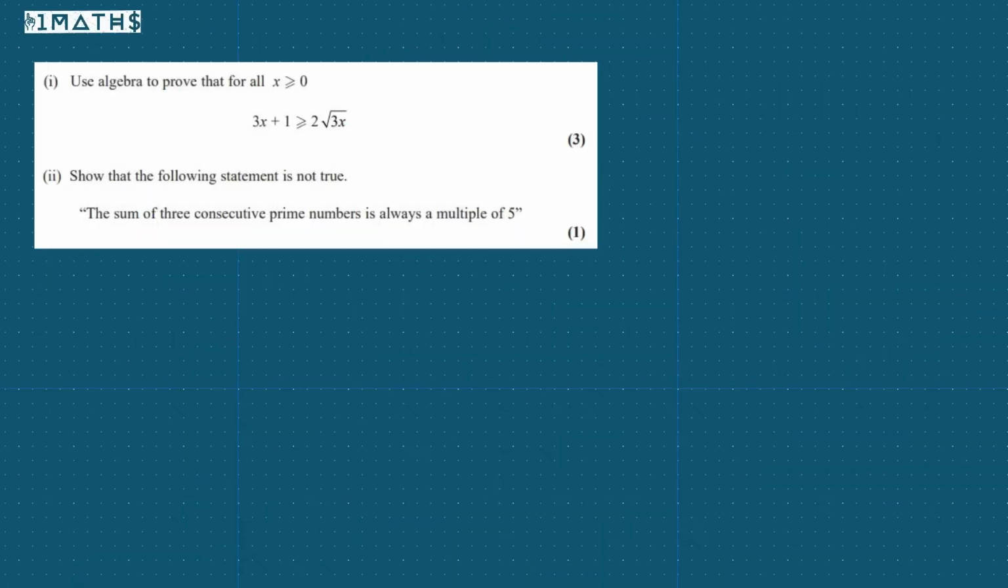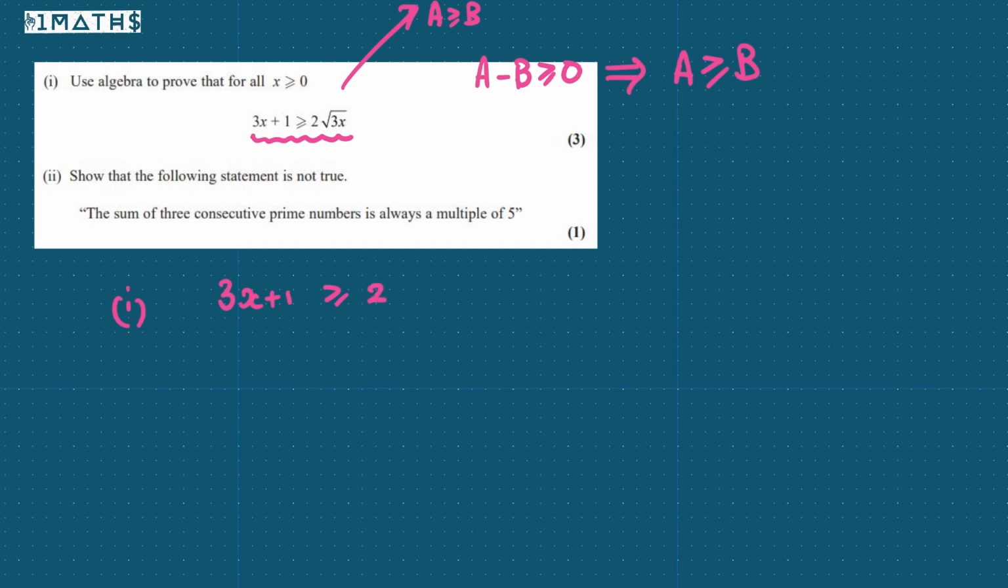In this question, it's very similar to what we've done in the previous question. All we want to do is rearrange the statement so that we show that A minus B ends up being greater or equal to 0, and therefore we can say that our initial statement, A greater or equal to B, must be true. Because remember, we are deeming this to be A greater or equal to B. So let's write this out. 3x plus 1 greater or equal to 2 times root of 3x.